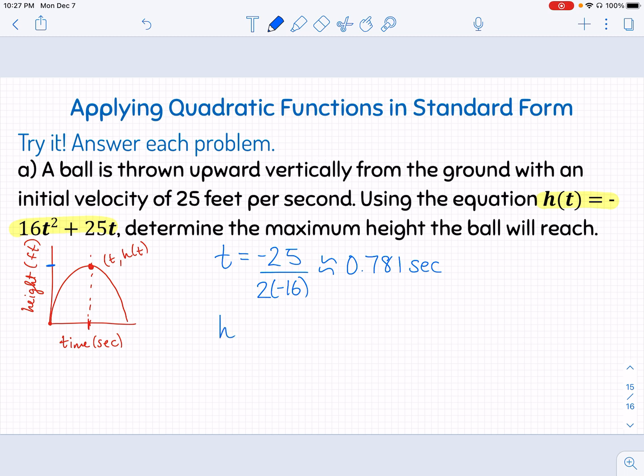And then to find the actual maximum height it's going to reach, I need to plug in the 0.781 into my equation. So I'm going to type it in exactly as I see it. Negative 16 times 0.781 squared plus 25 times 0.781. And I'm going to end up with 9.76, and then that 6 would round the 5 up, so it'd be 6 feet.